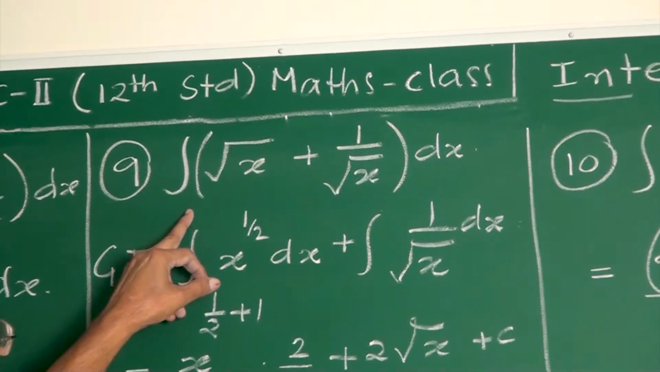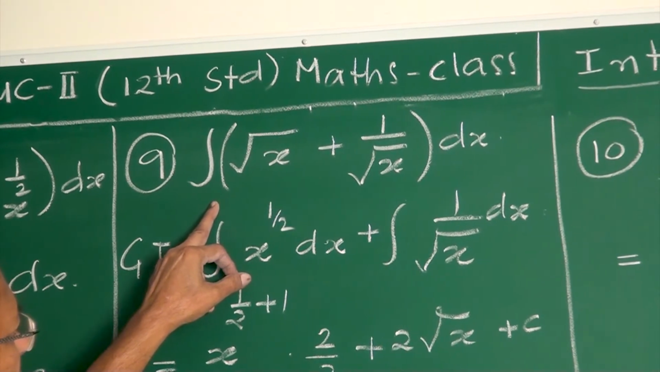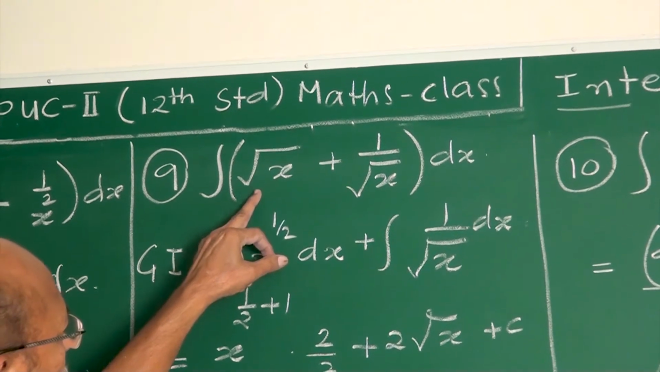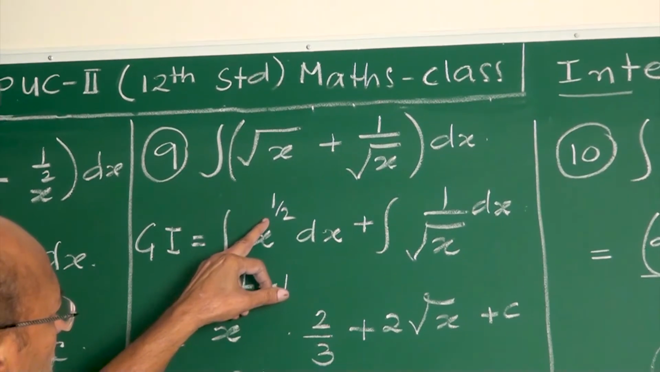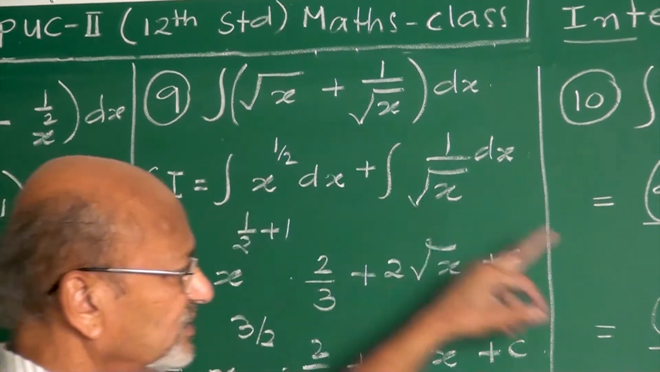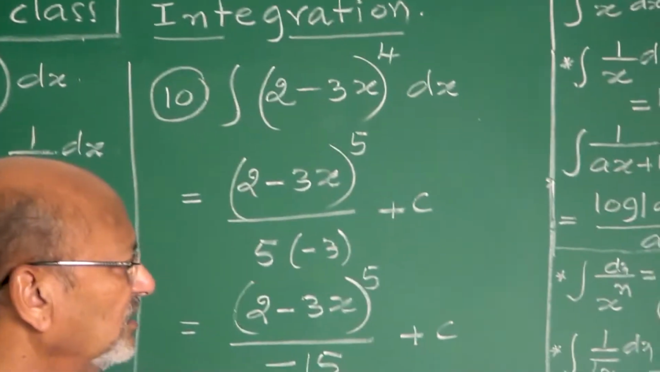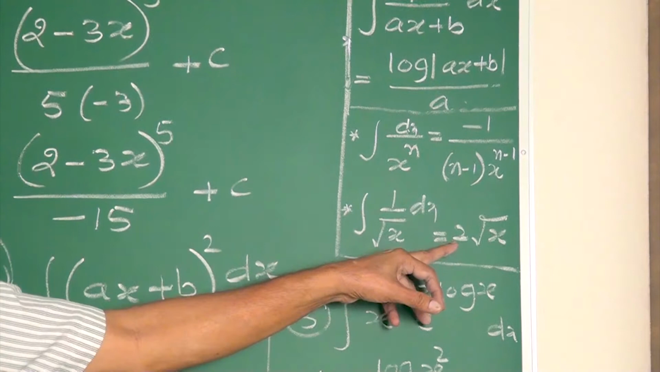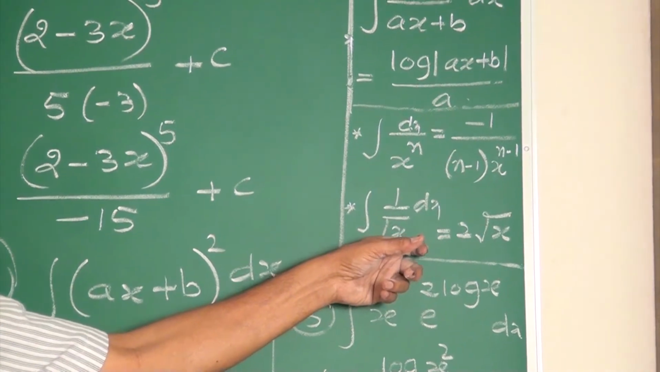This is the integral of root x plus 1 by root x. Root x, you can convert into x to the power half. For 1 by root x, you can directly use this formula. What is the integral of 1 by root x? It is 2 root x.